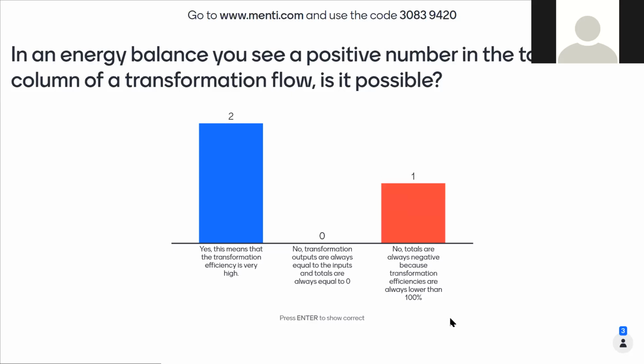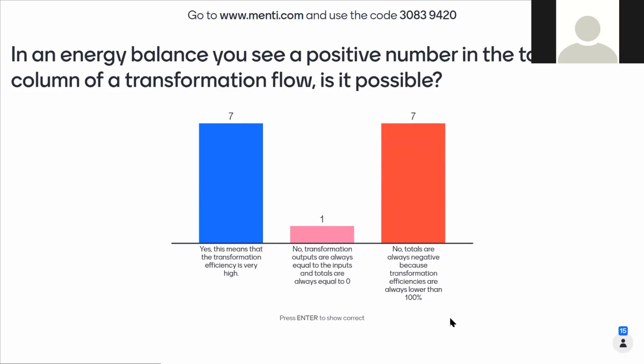And then your total column, which is the sum of the rows, is either positive or negative. And here we are asking the question, is it possible to have a positive number in the total column of a transformation flow? If you think yes, it's because the transformation efficiency is very high. No, transformation output is always equal to input and totals are always equal to 0, or no, totals are always negative because transformation efficiencies are always lower than 100. So maybe think about what I just gave as an example.